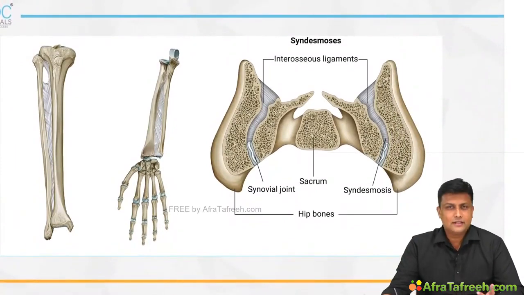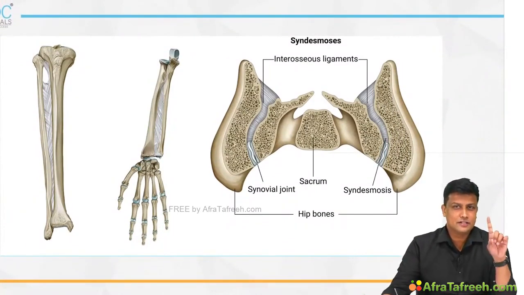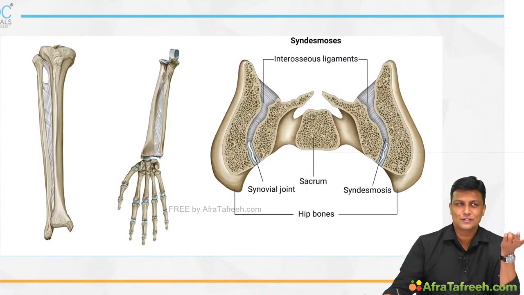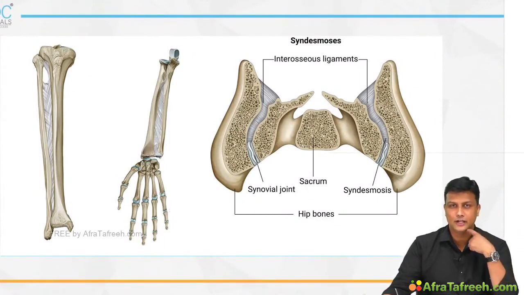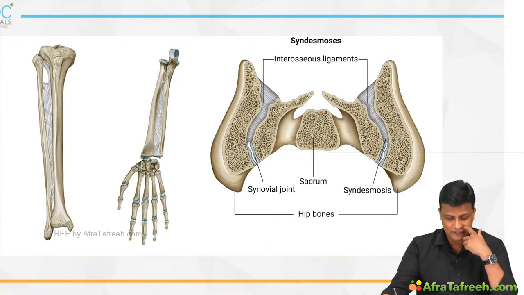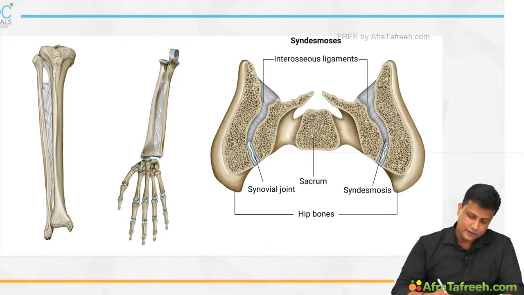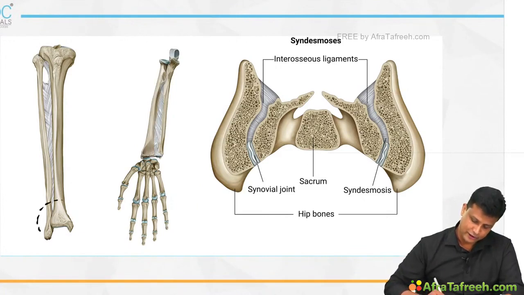Next one, I told you, I don't have to show you the picture. Sutures is done. I don't have to show you the picture of gomphosis. Gomphosis is just the joint between the tooth and the socket there. Third one, I told you, syndesmosis. Syndesmosis examples are very interesting here. Number one diagram that you are able to see here is the tibia and the fibula, and the inferior tibiofibular joint. Number one example here, inferior tibiofibular joint.